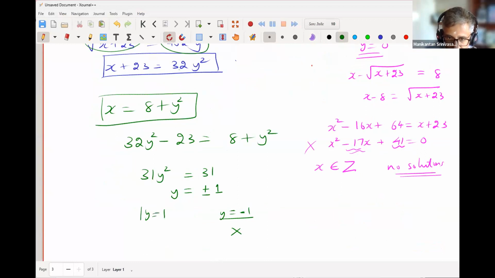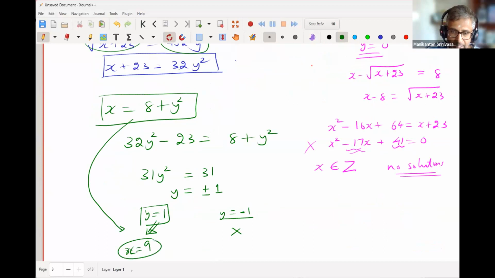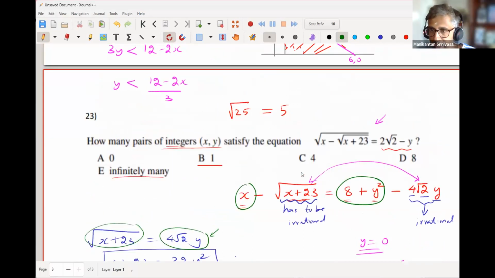So y equal to 1, what value will that result in x? Always we have to put it back and just check. Whenever we are squaring, we cannot be sure unless we put back in the original question. So 8 plus y square, which is 9. So x equal to 9. So let's put back 9 and 1, not in any of the intermediate steps, but in the original question, and make sure it makes sense. So square root of 9 minus square root of 9 plus 23, which is 32, should be equal to 2 root 2 minus y, which is 1.